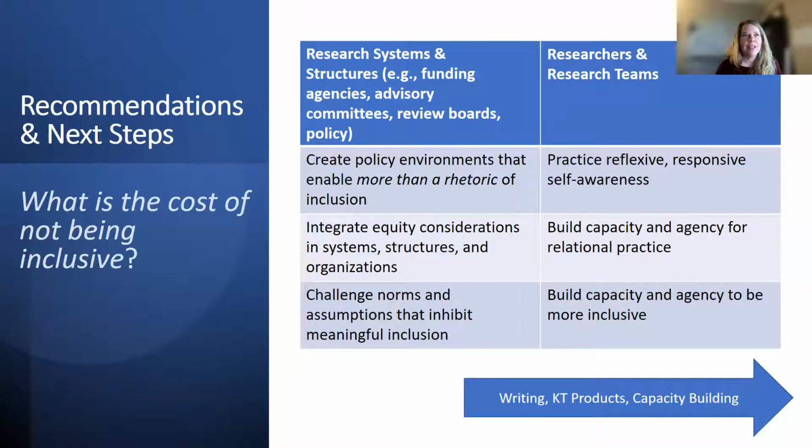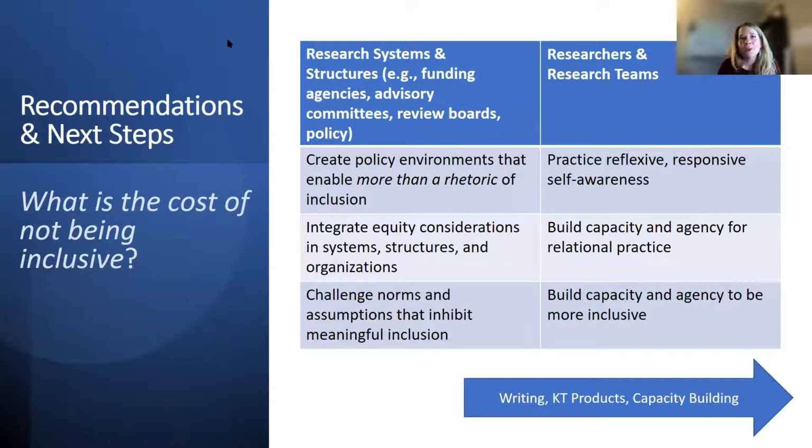We'll go to the next slide. So we have a series of recommendations. We're just completing a manuscript about this right now. The concluding reflective question we're posing to folks is to consider what the cost of not being inclusive is. And we have some very specific recommendations for research systems and structures.